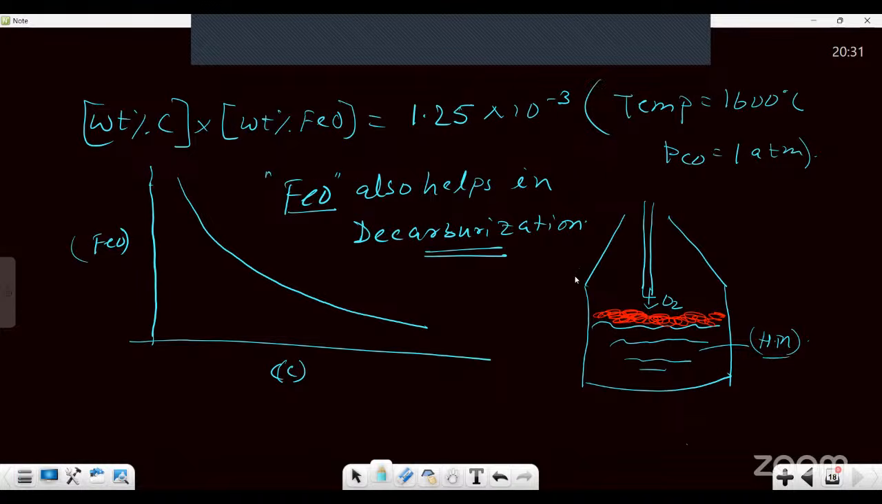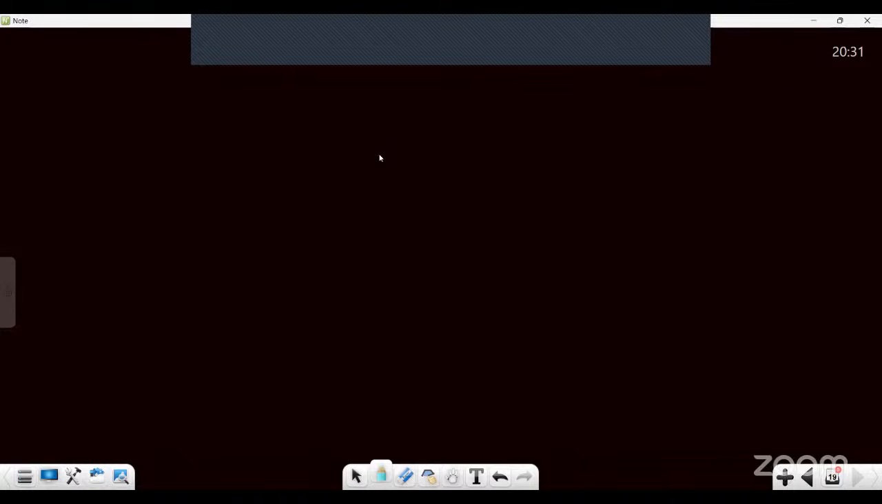This is important. Now we will look at the different reactions one by one. Let us first talk about the silicon oxygen reaction.